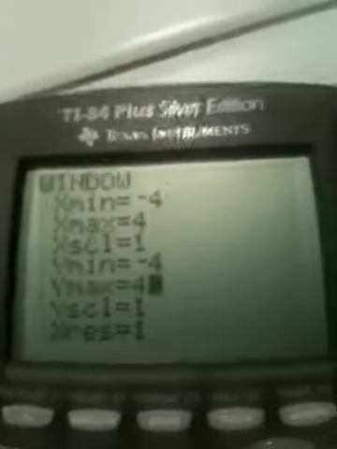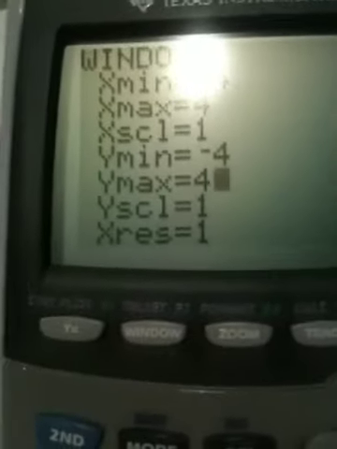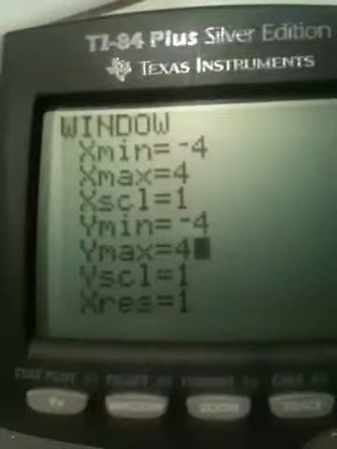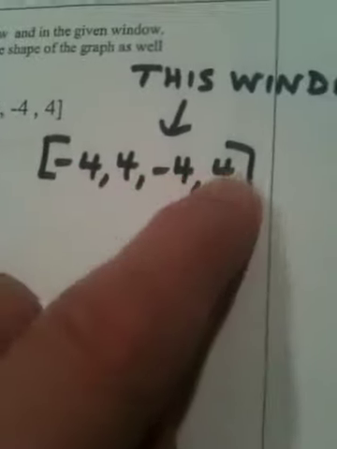So what we have just done is we have altered our standard window. We've put it to the window they wanted us to make it, and we do that by going to the Window button, pushing it, and making the changes they tell us. X min, X max, Y min, Y max. Now let's hit graph.